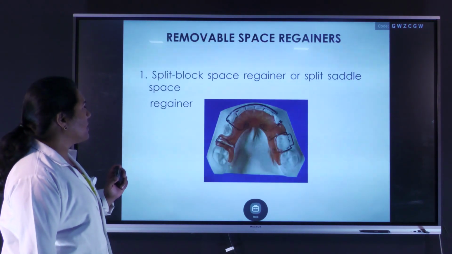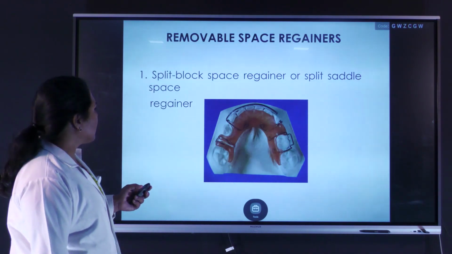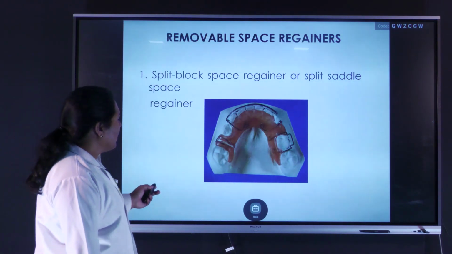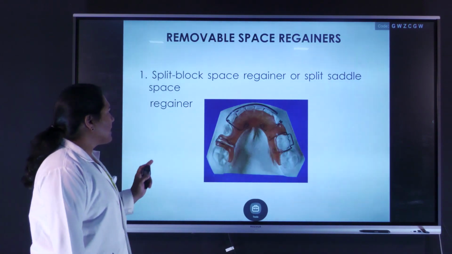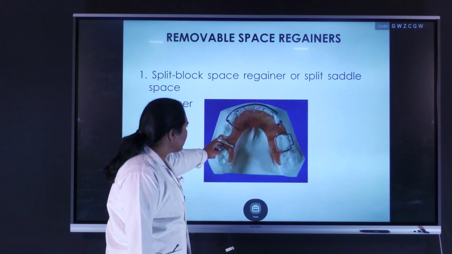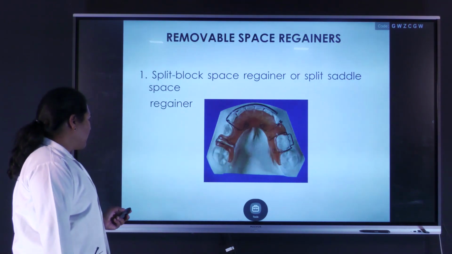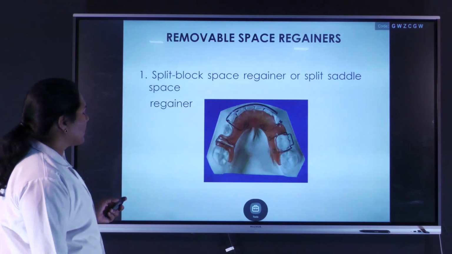Coming to removable space regainers, a split block space regainer or split saddle space regainer. This is one type of space regainer. It is a removable one. So this extraction space is stabilized with these acrylic structures.